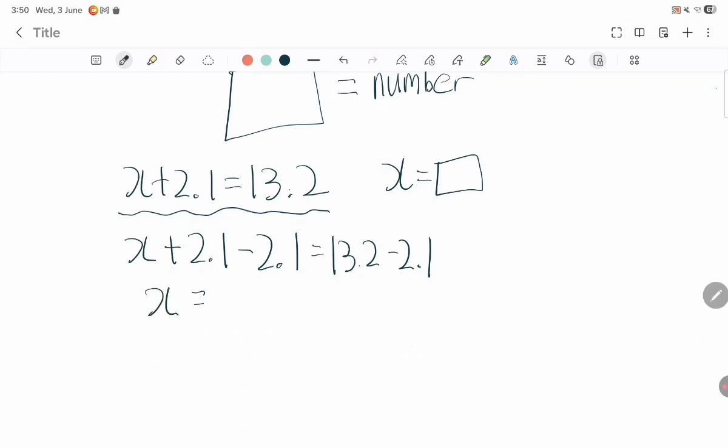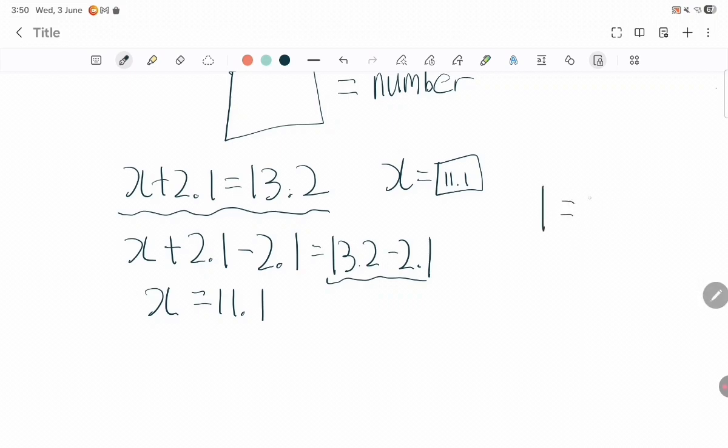So x equals, we are left with only x on the left side, and on the right side we got 13.2 minus 2.1, that's 11.1. So we find the value. The one thing that you should remember is that if you add, subtract, divide, or multiply the same thing on both sides, the equation still works.